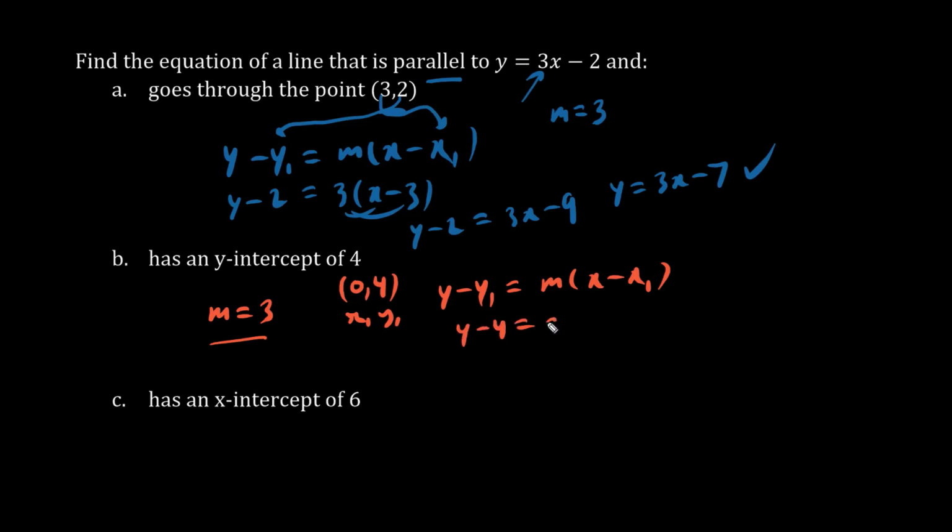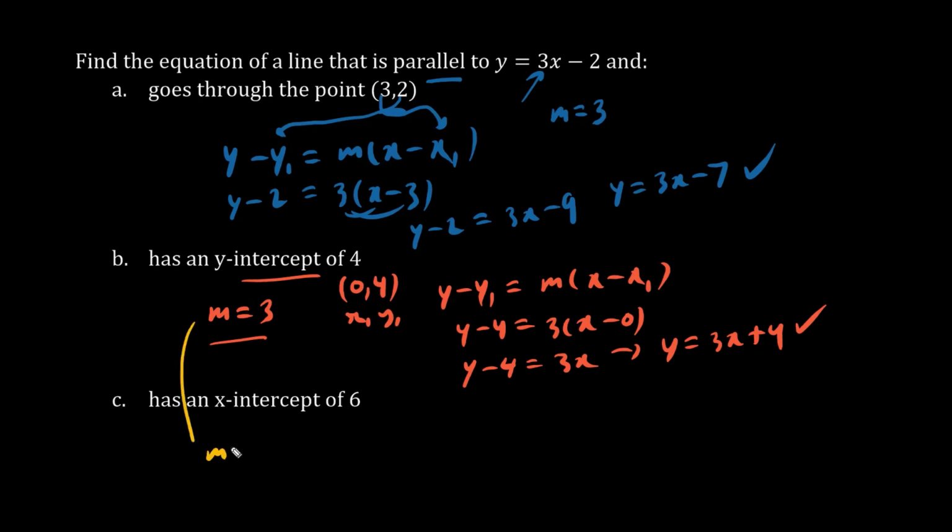y minus 4 equals 3 times x minus 0. So y minus 4 equals 3x. Finally, we have the slope-intercept form, y equals 3x plus 4. This line here is parallel to the original line and has a y-intercept of 4.